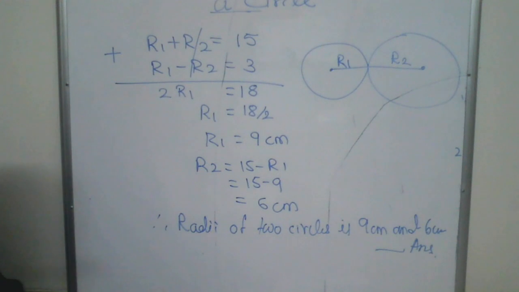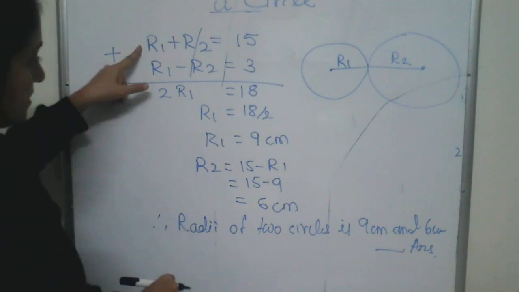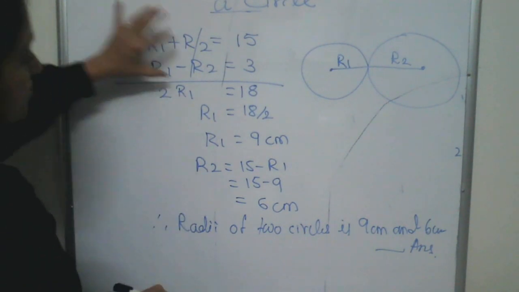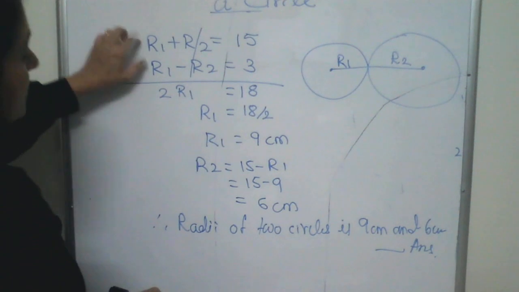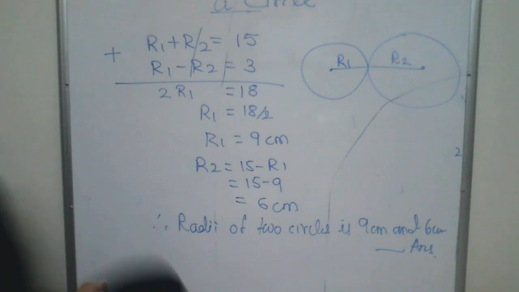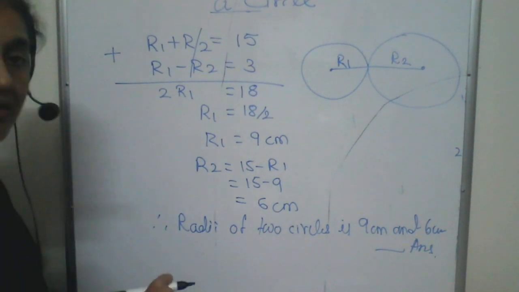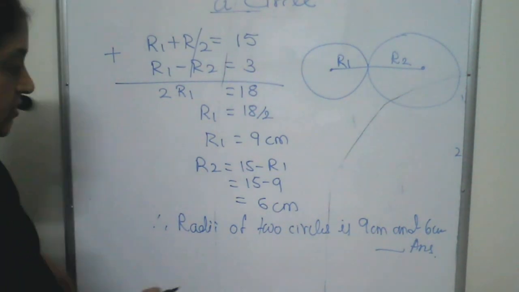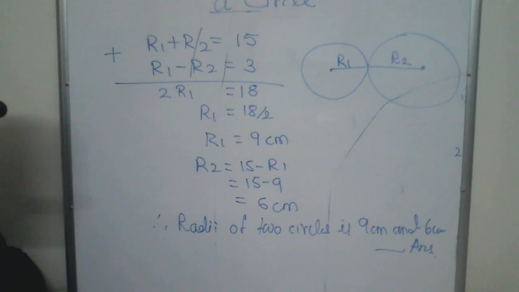Hope you have understood why we need two equations. Two equations are required to find out one of them, r1 or r2. If we keep getting only the positive equations, we'll not be able to eliminate them. That's why we have to use this. Hope you have got this one.